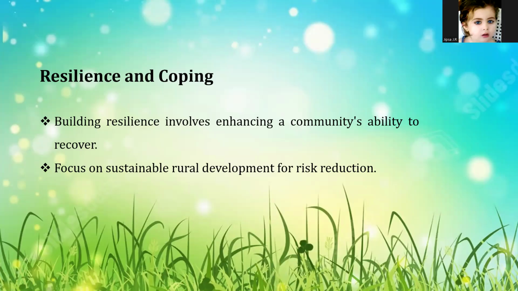The second point is focus on sustainable rural development. The second point highlights sustainable rural development as the primary vehicle for risk reduction. This suggests that to make a community less vulnerable, you must address the root cause of their fragility. That means sustainability, risk reduction, and rural context.